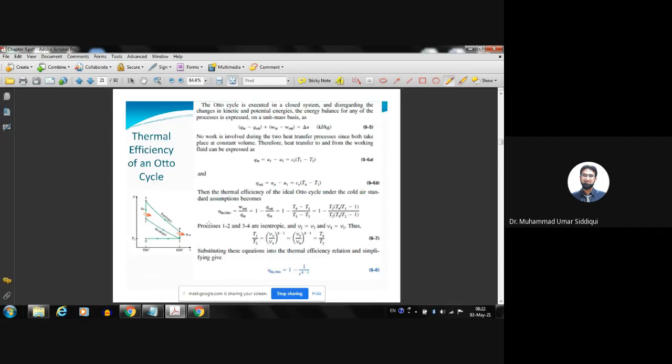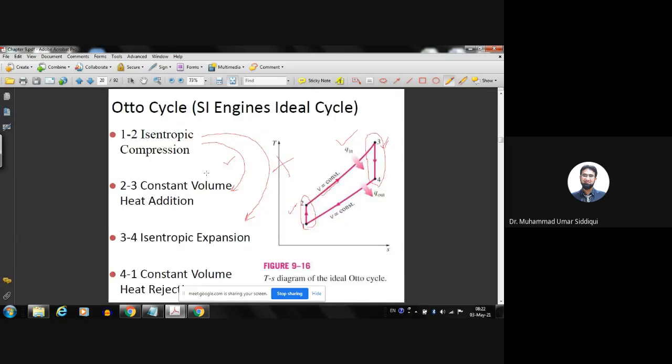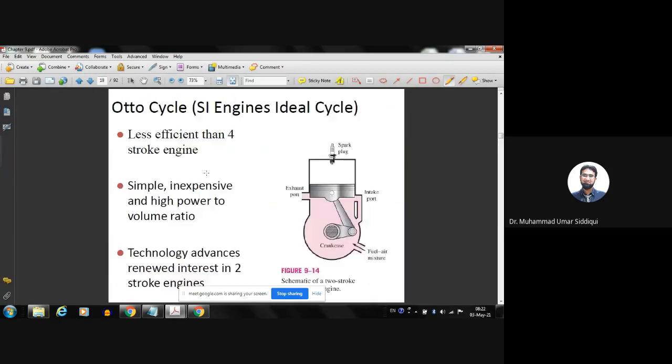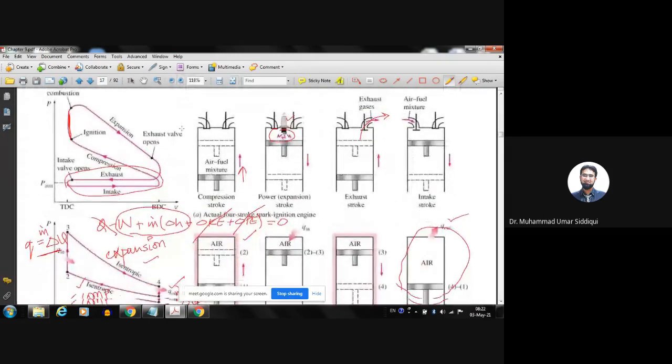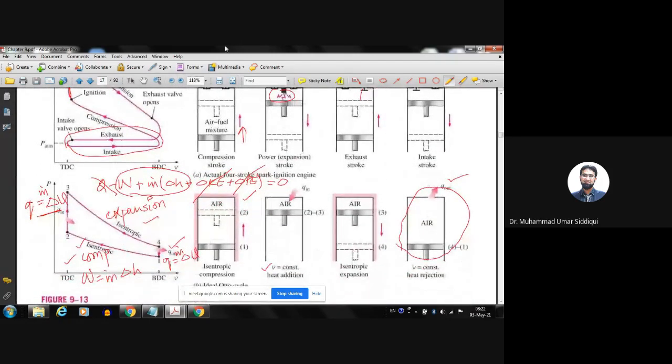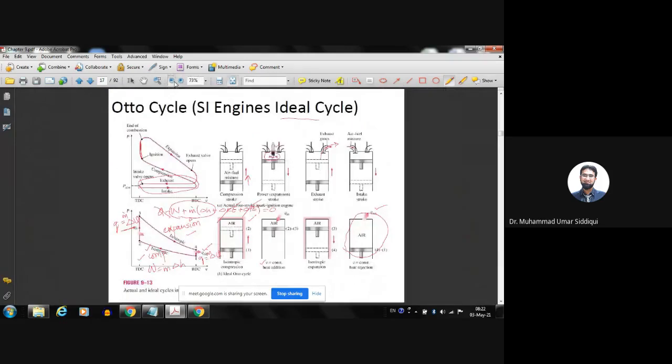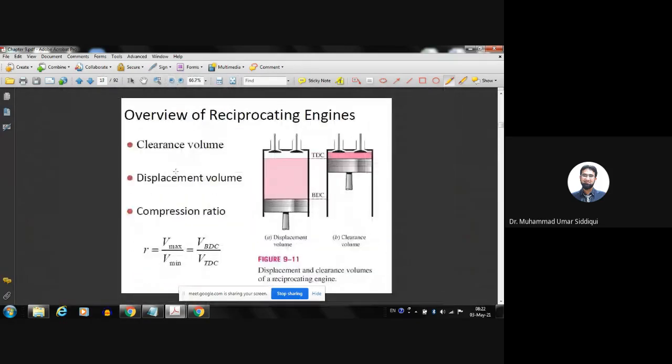Suppose we consider the constant specific heat conditions. Now we need to define one important parameter here, and that parameter is the compression ratio. We already defined compression ratio before as well. If you remember, compression ratio is basically the maximum volume over the minimum volume. This is the compression ratio, R.